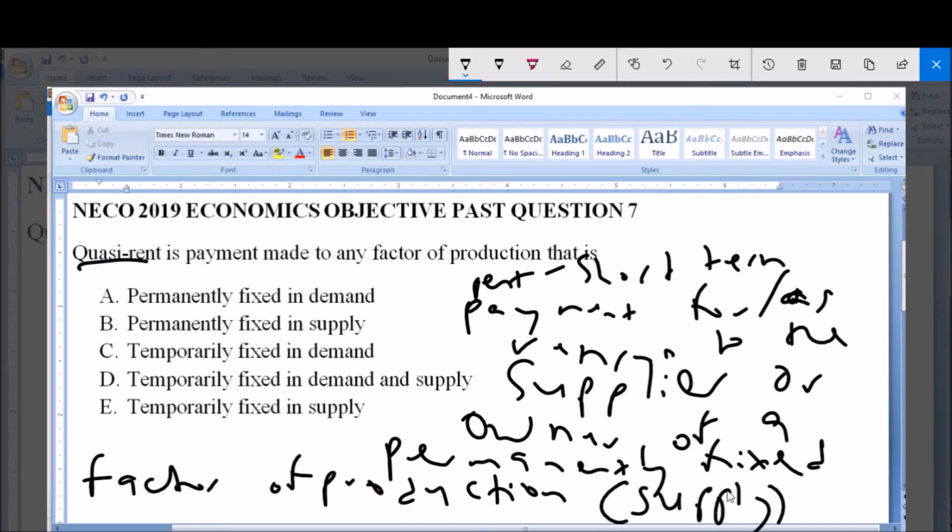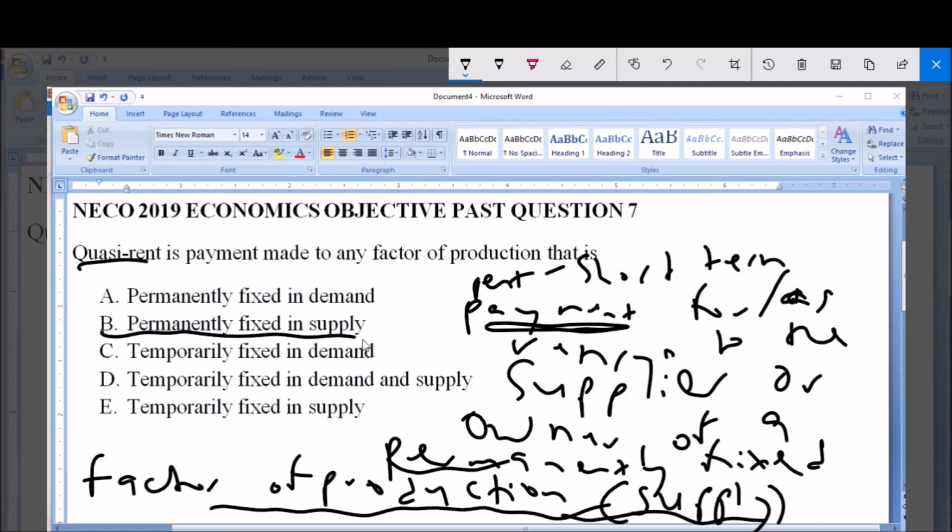So the concept of quasi rent basically describes a form of short-term or temporary payment as a return to the supplier for a permanently fixed factor of production in terms of supply. That means that quasi rent applies for factors of production that the supply is permanently fixed. So in the options, we have permanently fixed in supply as option B. So that is the correct answer to this question. B, permanently fixed in supply.